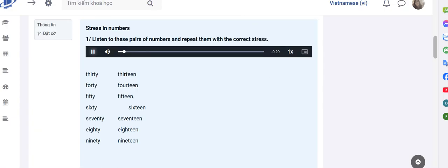Listen to these pairs of numbers and repeat them with the correct stress. 30, 13. 40, 14. 50, 15. 60, 16. 70, 17. 80, 18. 90, 19.